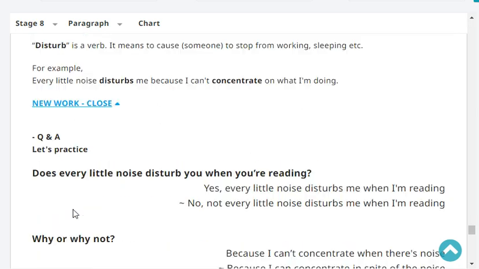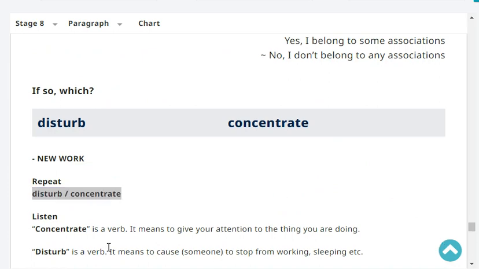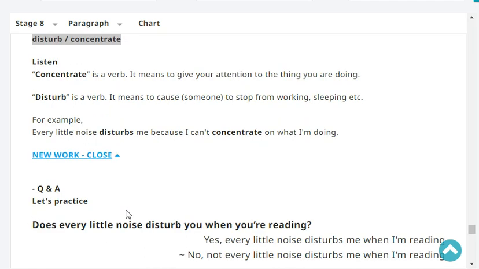Next, repeat. Disturb, concentrate. Very good. Okay, listen. Concentrate is a verb. It means to give your attention to the thing you are doing. Disturb is a verb. It means to cause someone to stop from working, sleeping, etc. For example, every little noise disturbs me when I'm reading because I can't concentrate on what I'm doing.